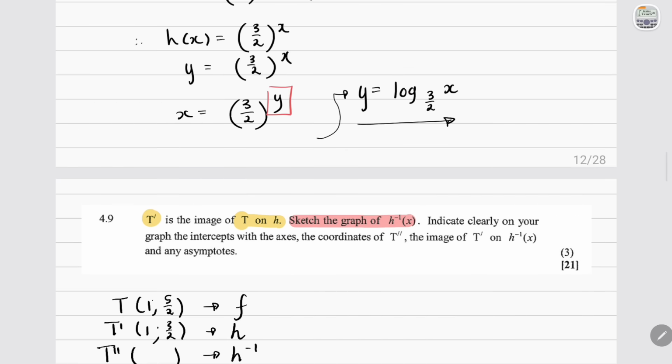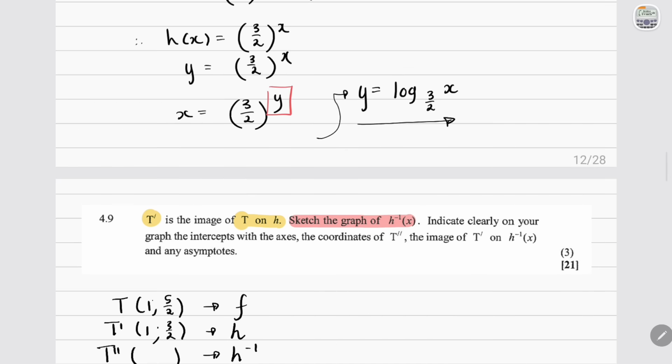Okay, so at the end of the day, they're just saying you need to sketch the graph of the inverse of h, make sure to include any x or y intercepts, and then also that point and the asymptotes, of course. Okay, so let's get our graph. This is the original, the final form of h. Since it was an exponential function, the inverse is going to be a logarithmic function.